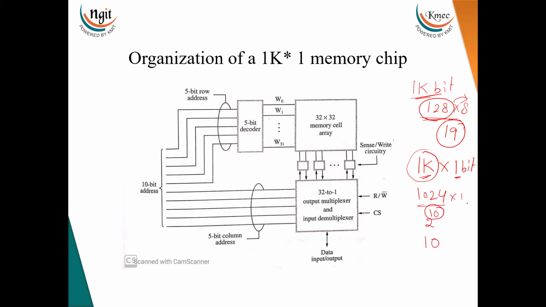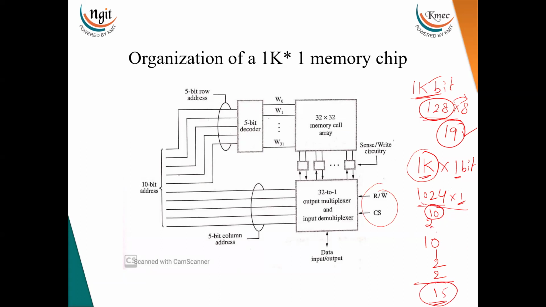10 address lines. How many data bits? Data bits are only one, and two select, two control signals and two power supply. So in total how many here? 15 external connections are required. If I write the 1 kilobit in the earlier format, then I require 19 external connections. If I write it in this format, then I require only 15 external connections.